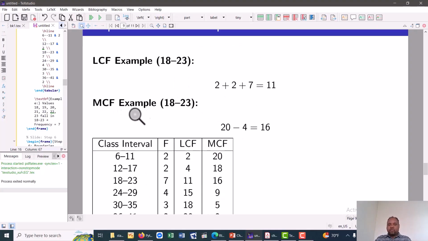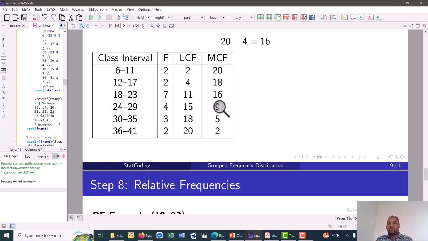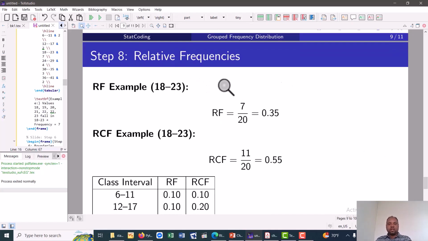The more than cumulative frequency is the count from the lower class limit of the class and above. How many students have a score of 6 and above? 20. All of the students have scores 6 and above. How many students have a score of 12 and above? We subtract those 2 from 20 to obtain this one. Therefore, this grouped frequency distribution adds the less than and more than cumulative frequency elements. Another important thing is relative frequencies.